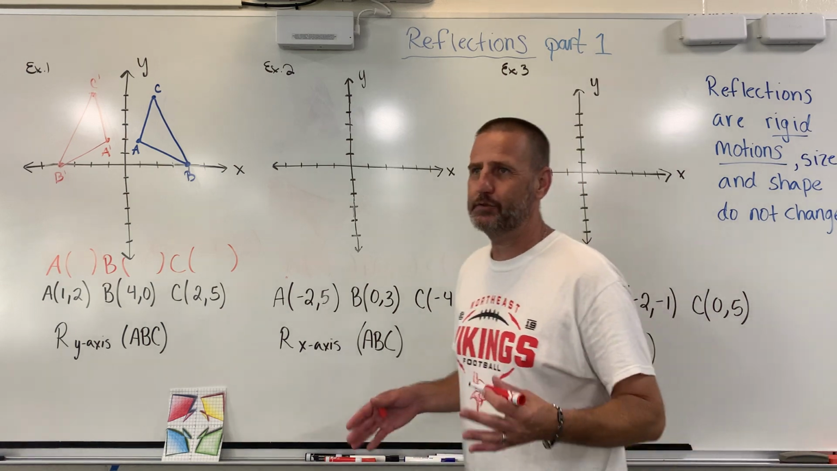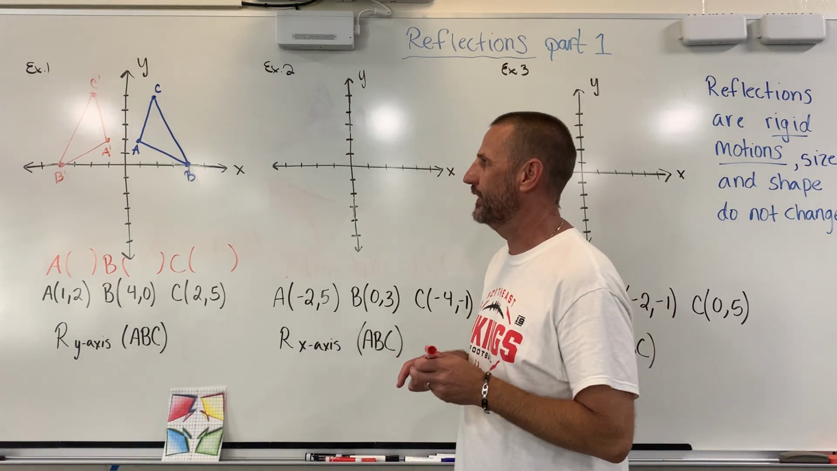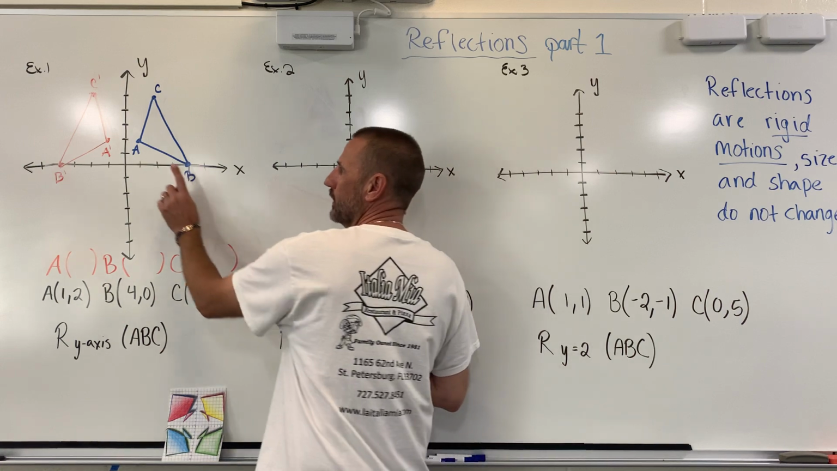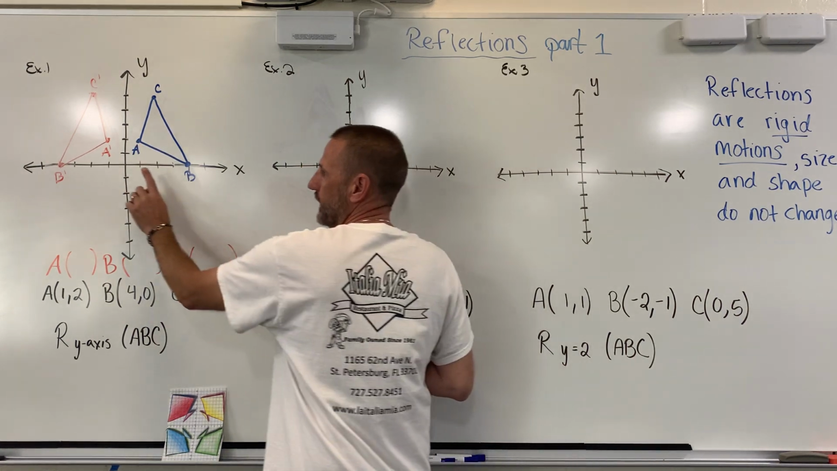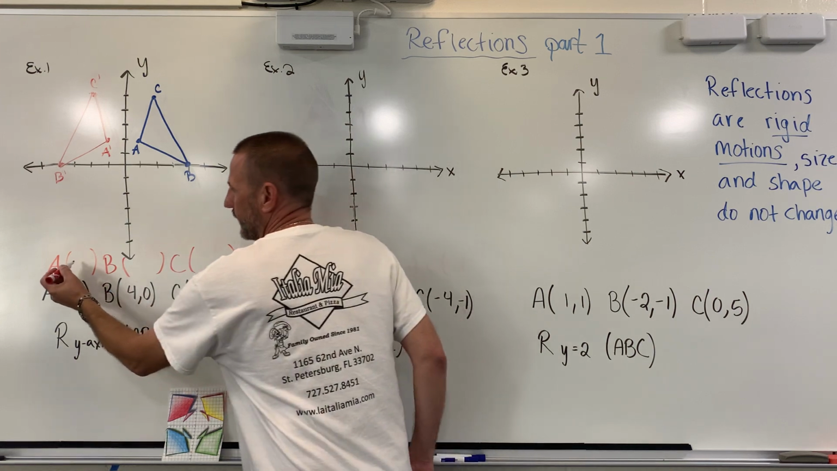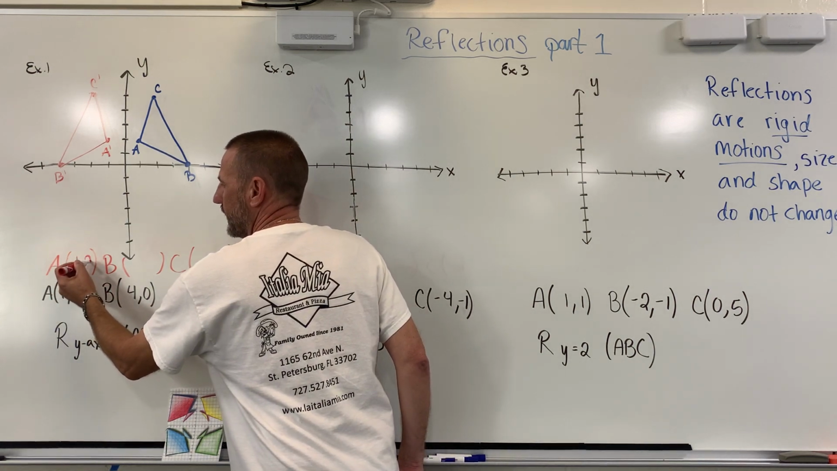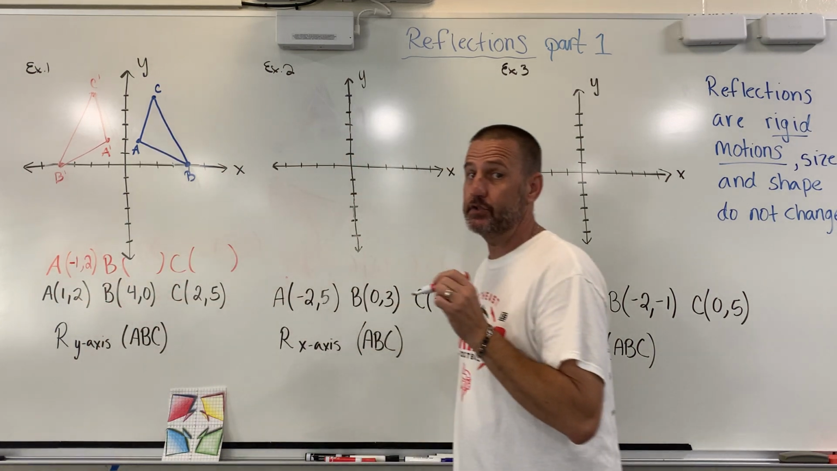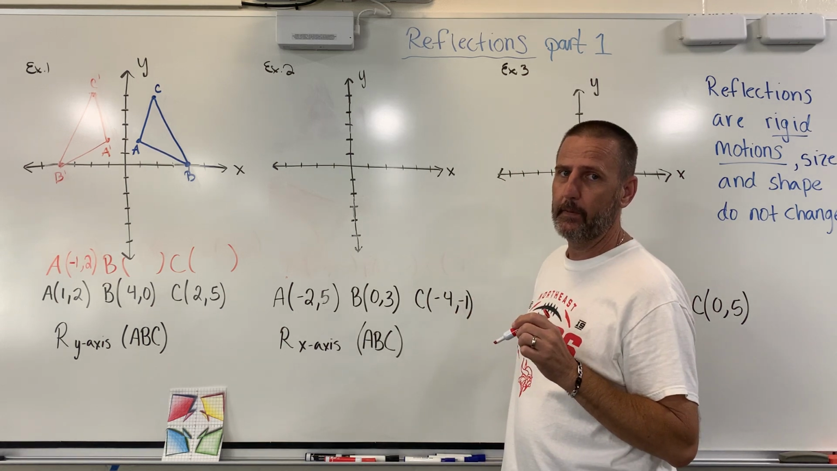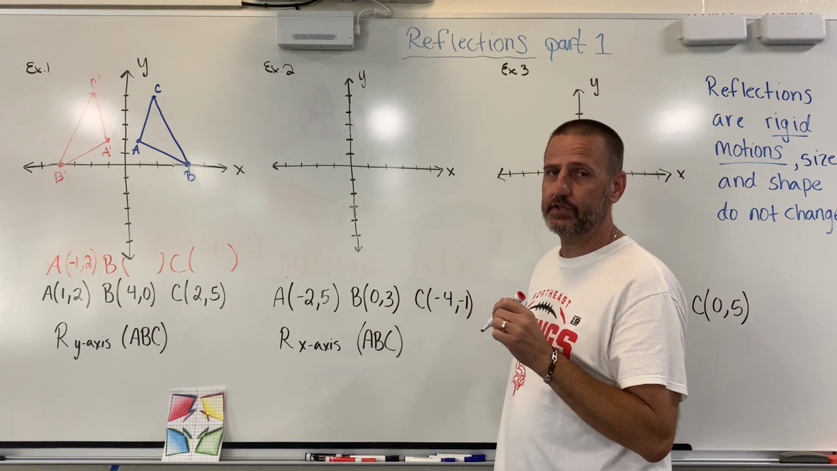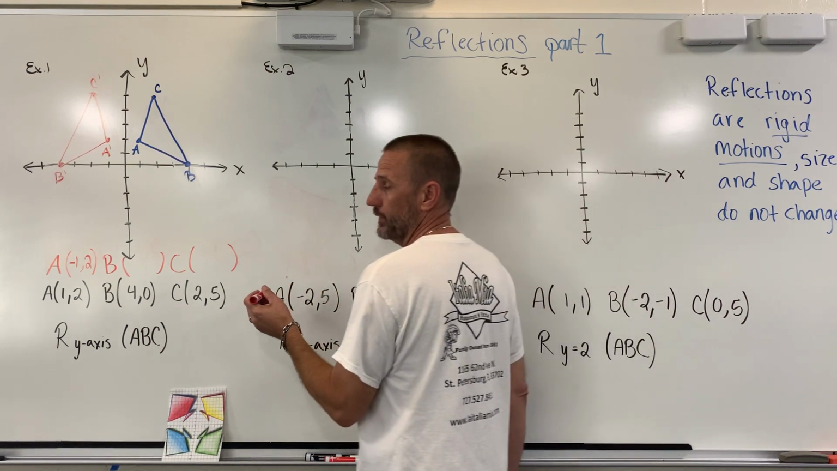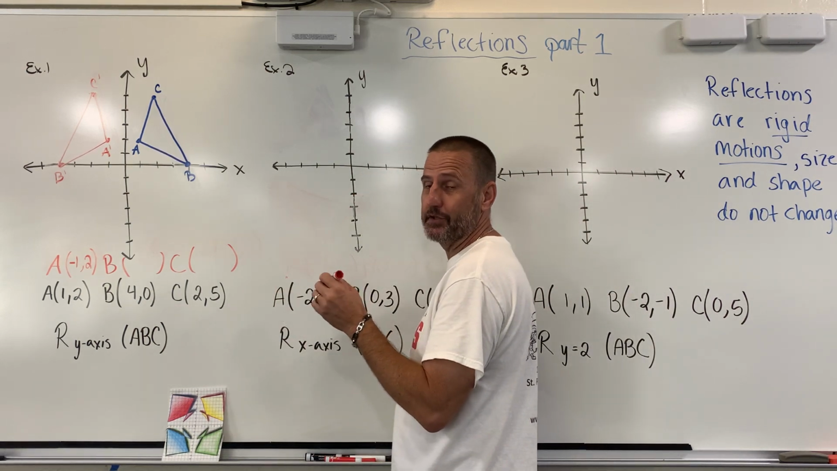Going back to what actually happened, if we think about it in reality, if you notice in this picture, A was at 1, 2, but its reflection is at negative 1, 2. So I kept one value the same and I changed which value? The x's. If I reflect over y, I change the x. If I reflect over the x, I'm going to change the y.